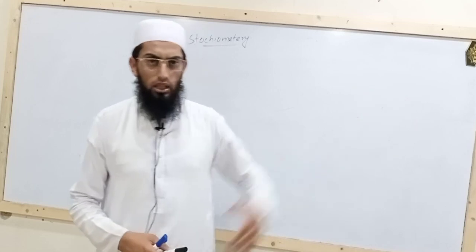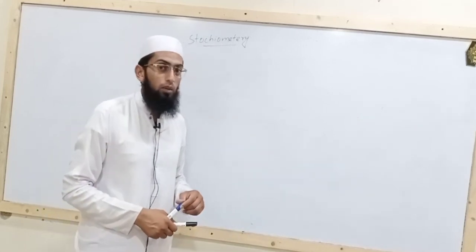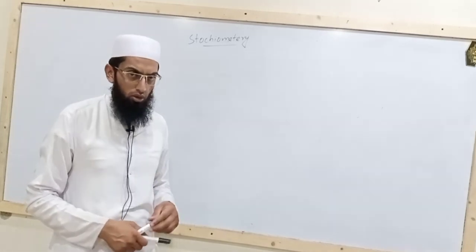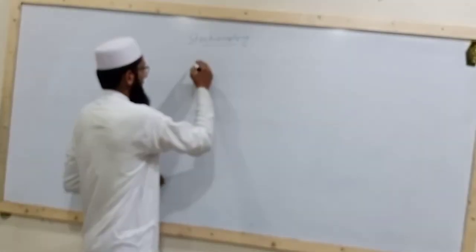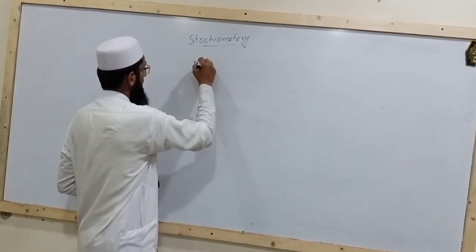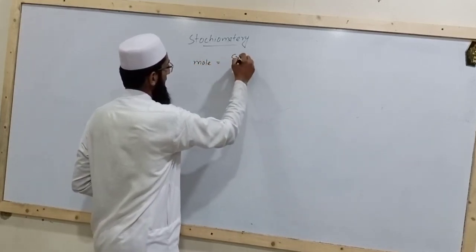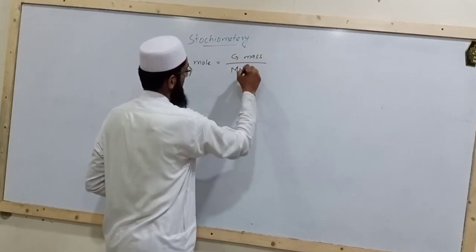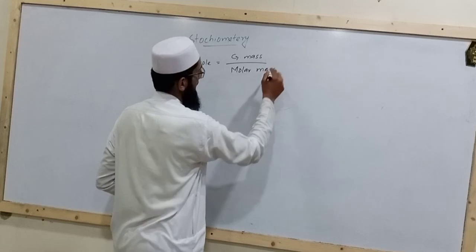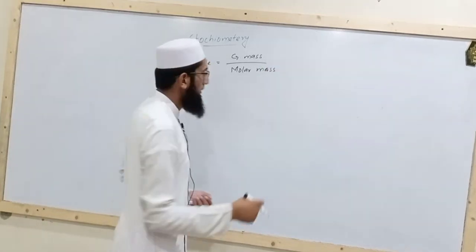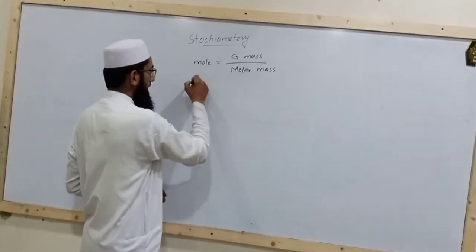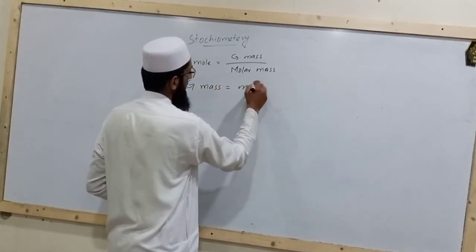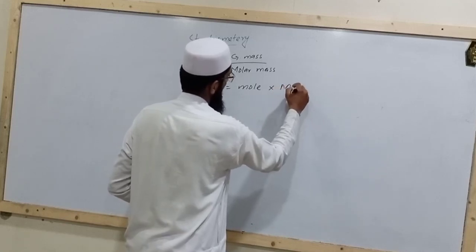But before we go into depth, I would like to tell you some formulas for how we calculate the moles. These are very important to know. Formulas. First, for moles: mole is equal to given mass divided by molar mass. Molar mass is the mass of 1 mole of any substance. And if we have to find the given mass, we can rearrange it: given mass is equal to mole multiplied by molar mass.